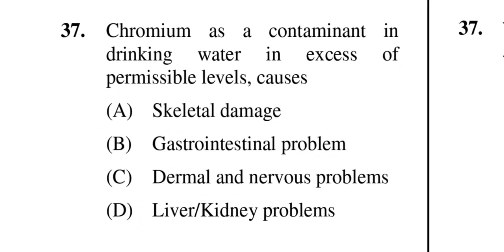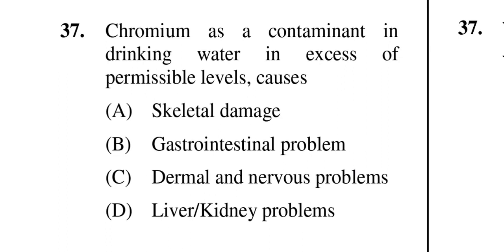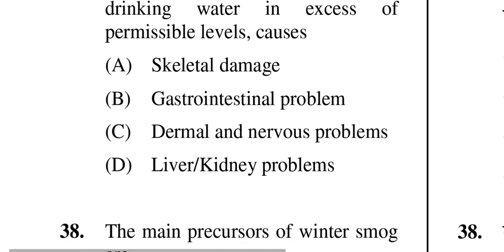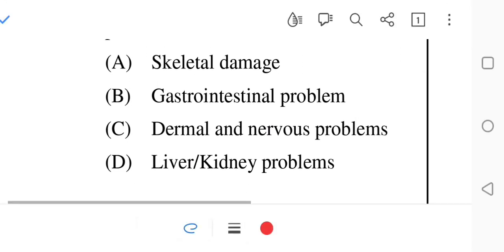37. Chromium as a contaminant in drinking water in excess of permissible levels causes what? Skeletal damage, gastrointestinal problems, dermal and nervous problems, liver and kidney problems. So chromium as a contaminant in drinking water in excess of permissible levels causes dermal and nervous problems.